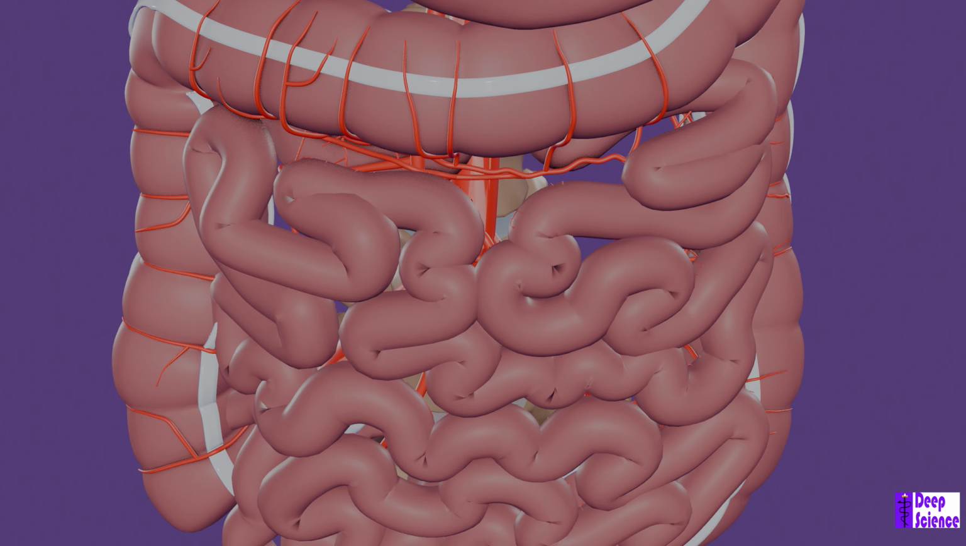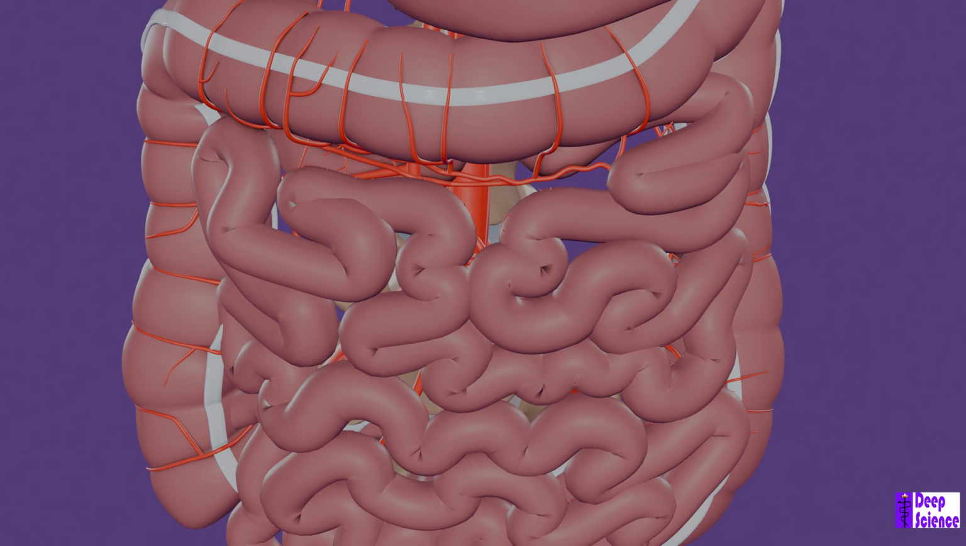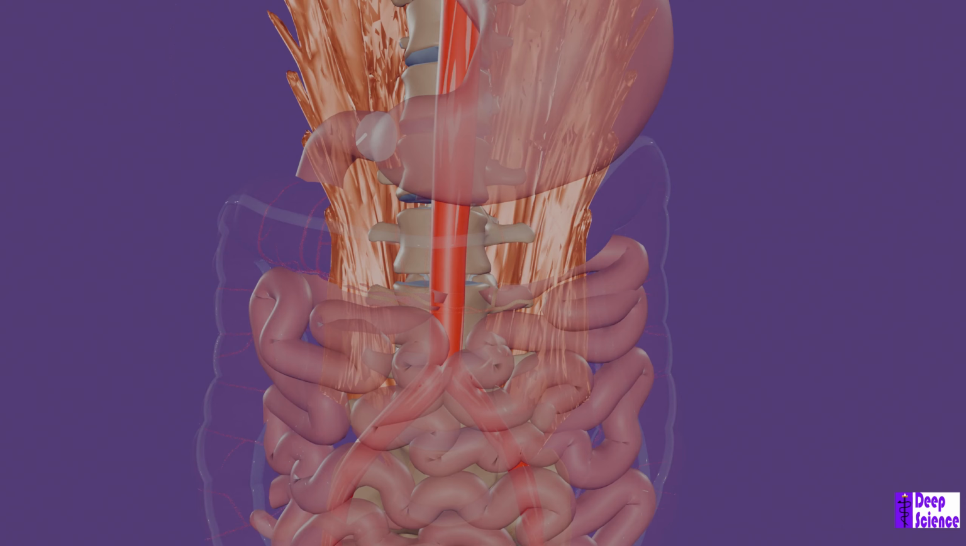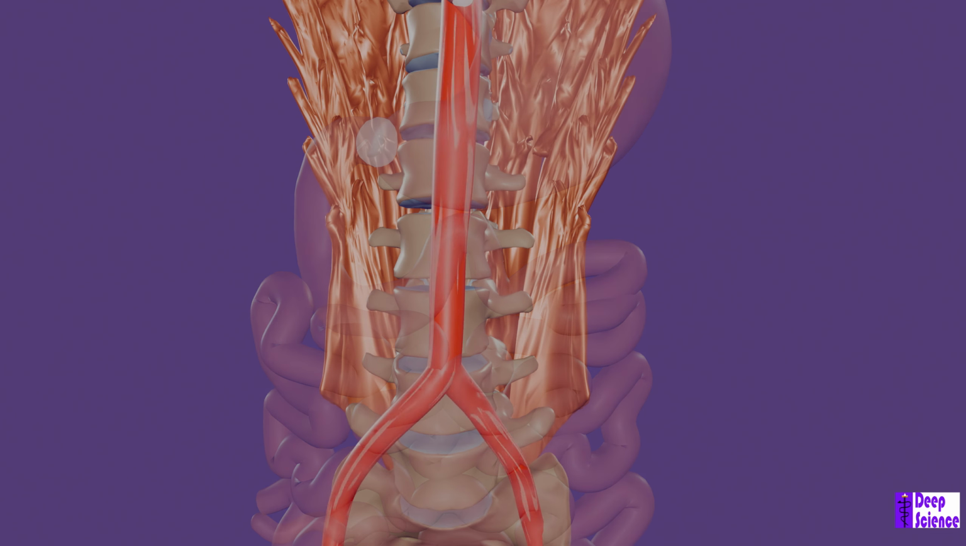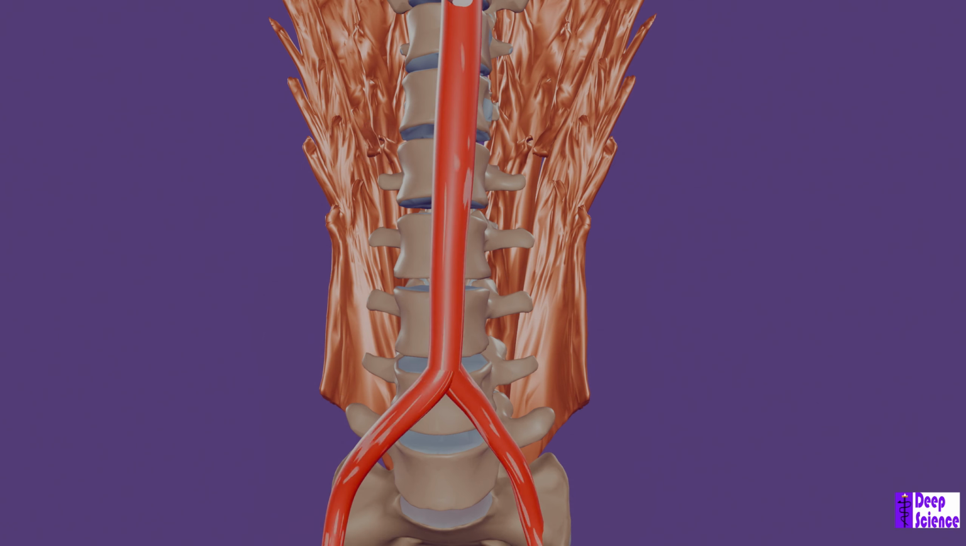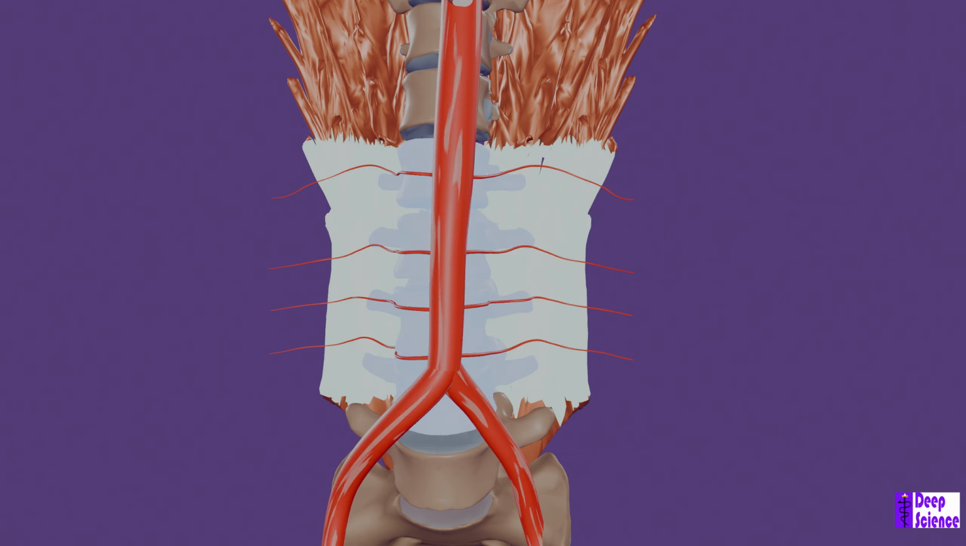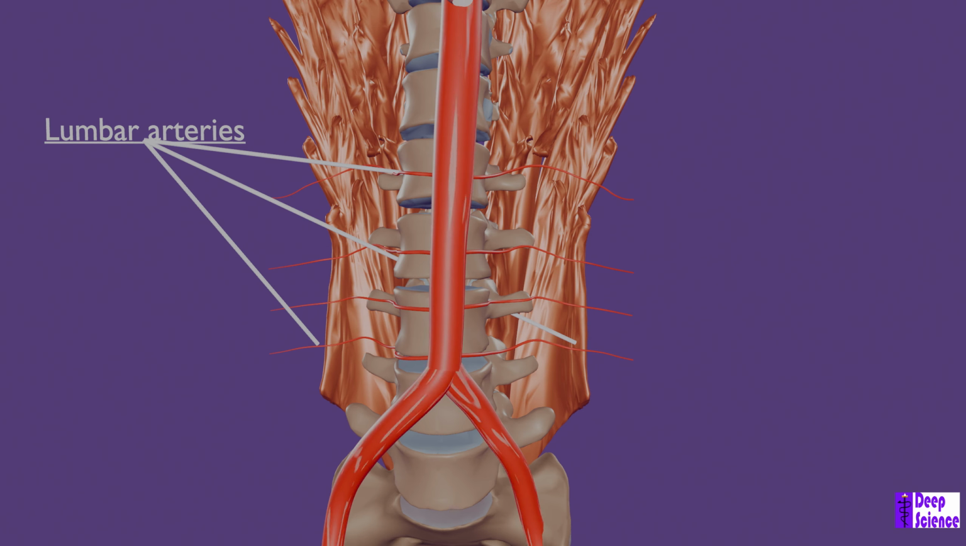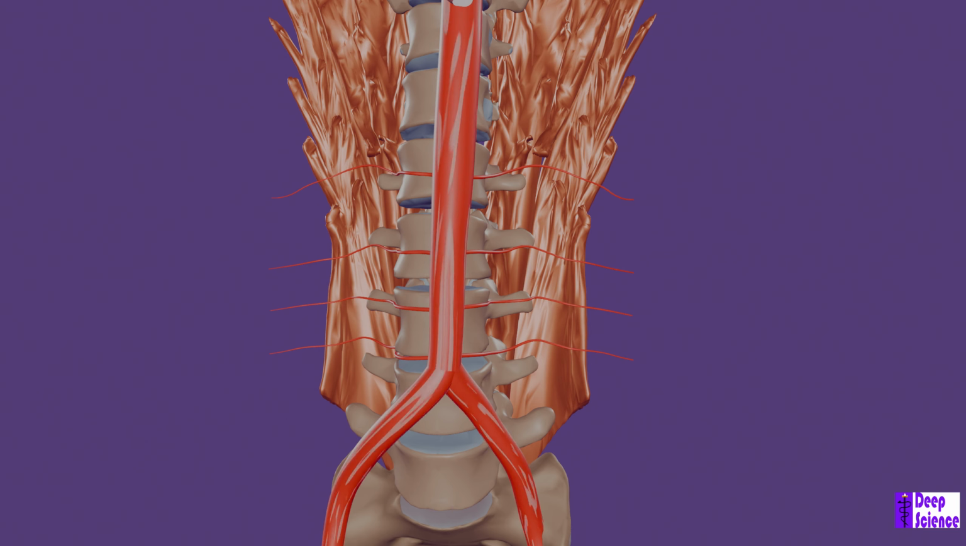Now let us look behind the GIT. Lumbar vertebrae of L1 to L4, deep back muscles and the back wall are supplied by the lumbar arteries. Lumbar arteries also branch off to reinforce blood supply to the spinal cord in this area. This pattern is exactly equivalent to the posterior intercostal arteries we saw in the thoracic region.